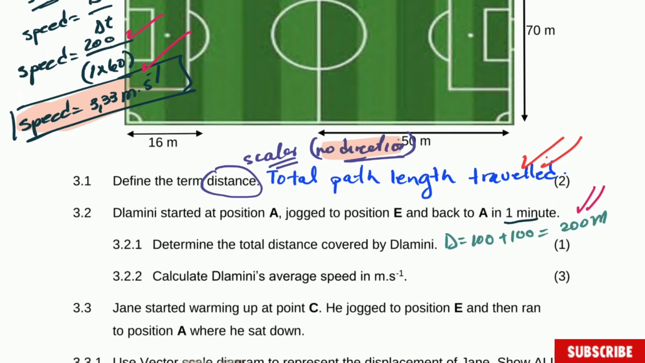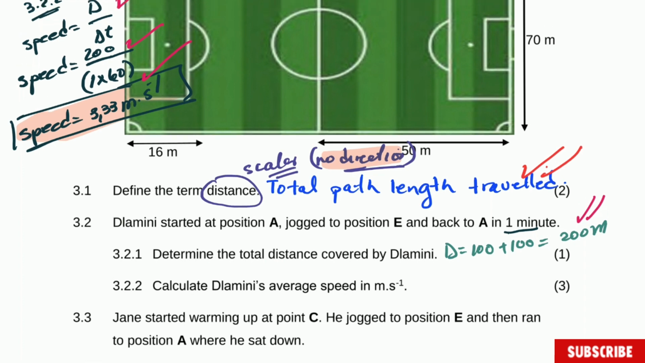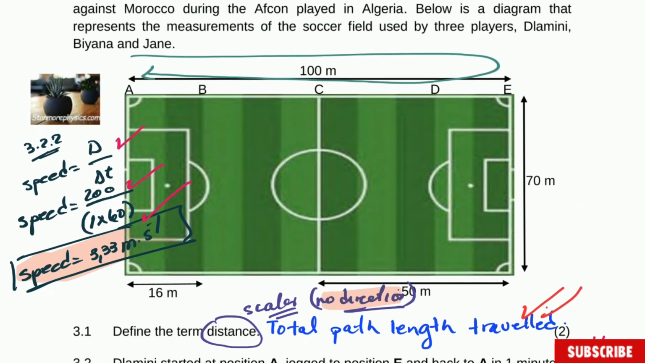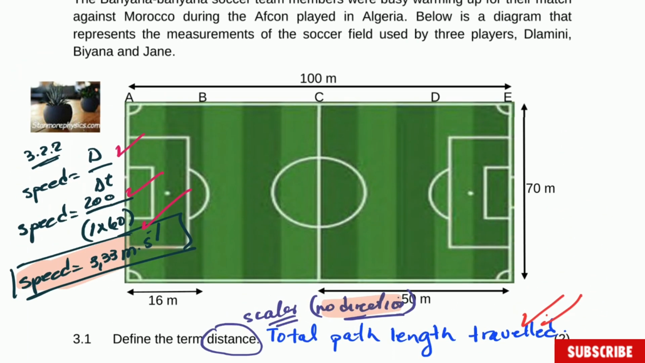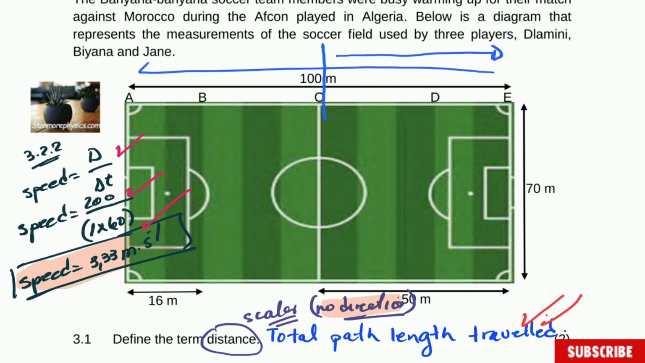Quite simple. Jane started warming up at C. So now we're speaking from C. Let me erase this line, we don't need it. This new person called Jane started at a point C. She jogged to position E and then ran to A. So this person, let's identify here, starts here at C. It moved first to E, and then it moved to A.